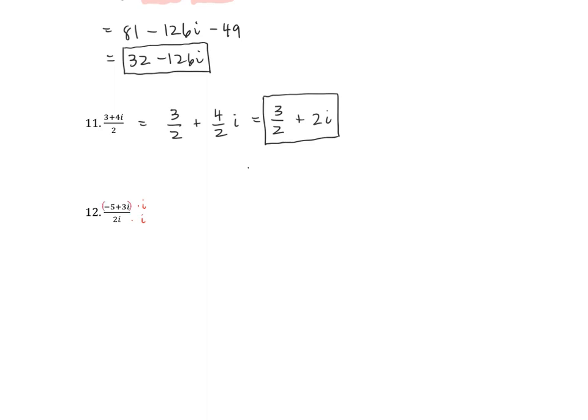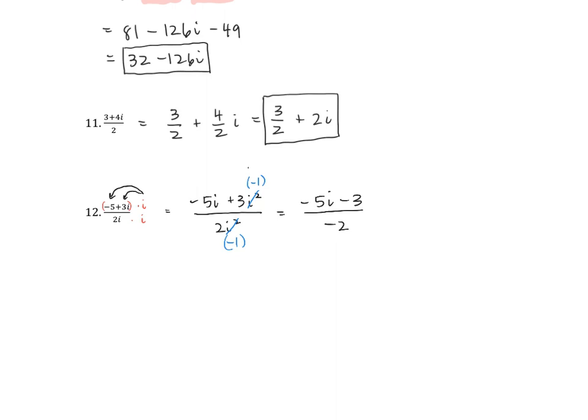Okay. So on the top, we're going to end up distributing this i. So we will have negative 5i plus 3i squared over 2i squared, right? Because 2i times i is 2i squared. Now, all of the i squareds will become negative 1s, right? Okay, so now we will have negative 5i minus 3 over negative 2. Okay, so now we can see that we're getting somewhere.